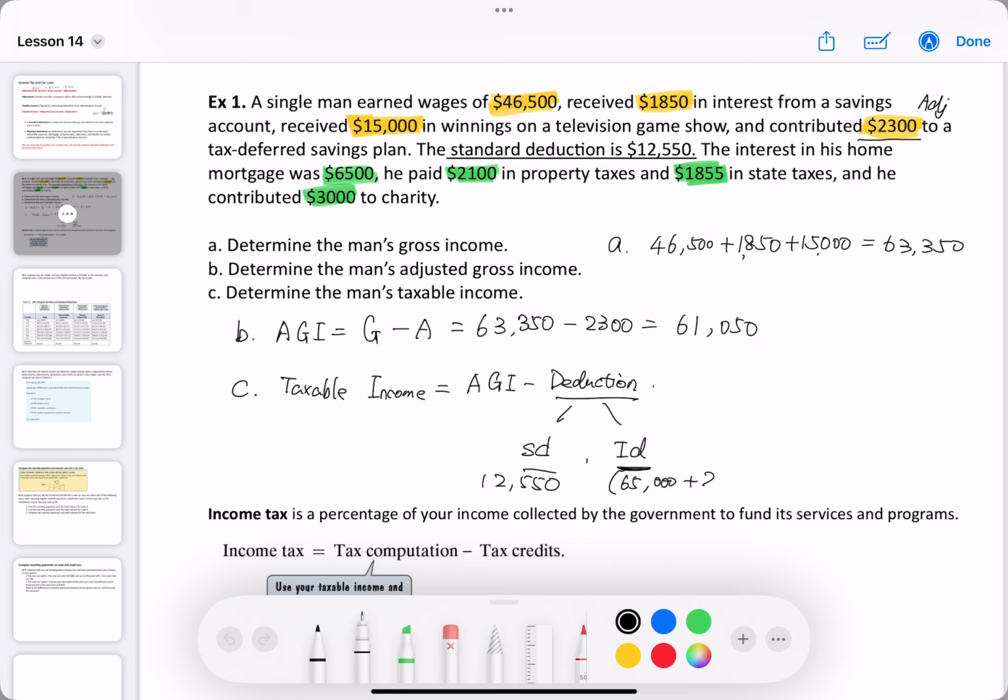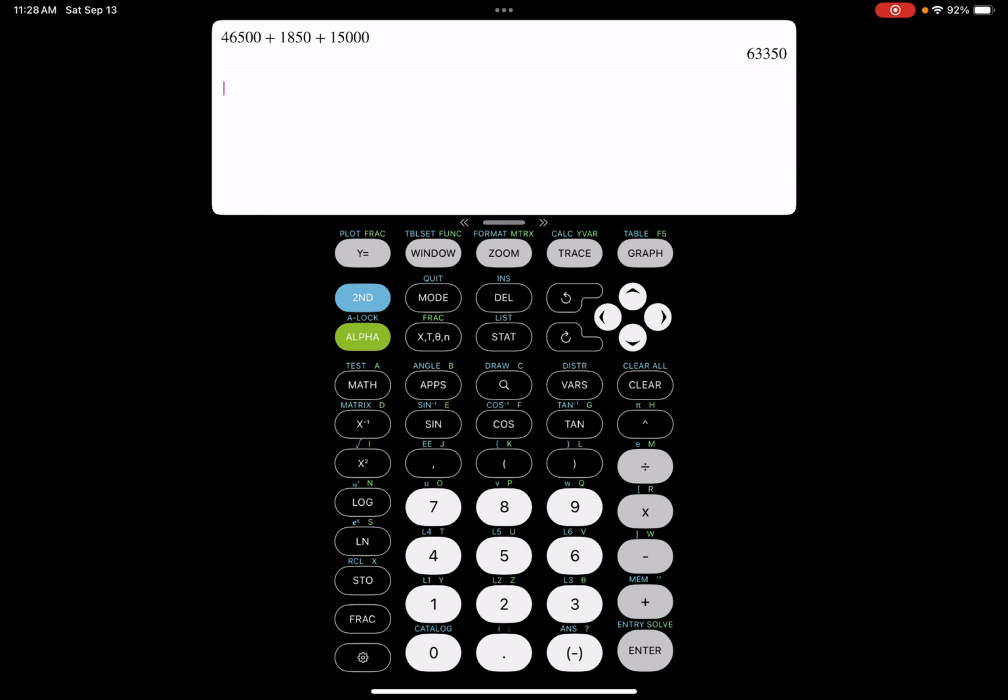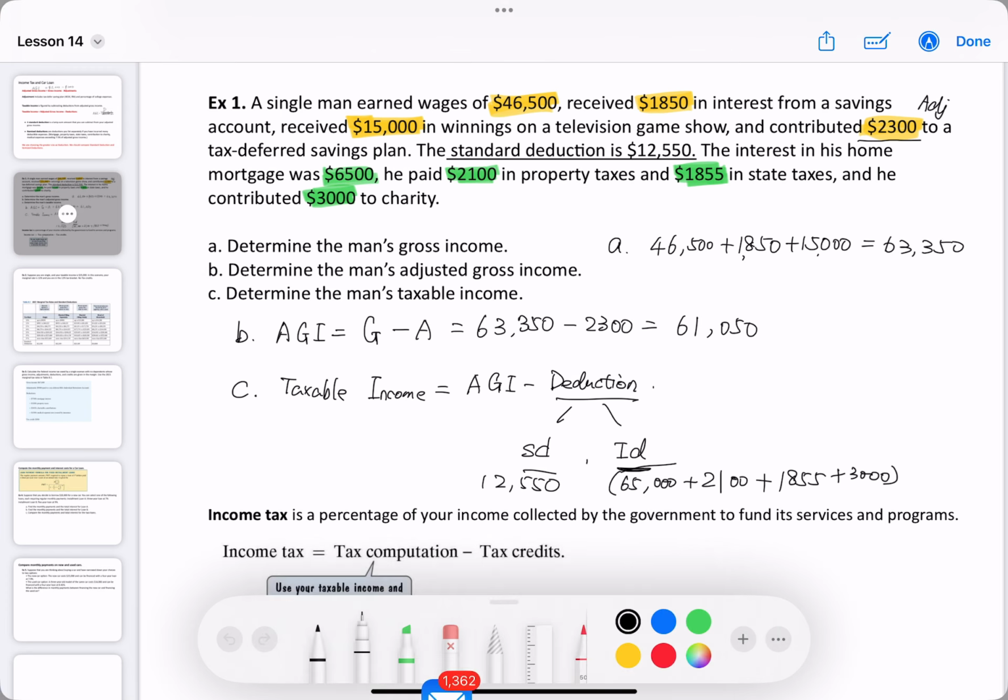6,500 plus 2,100 plus 1,855. Oh, sorry. I also need to add the 3,000. I forgot. So if I'm using my calculator, I'm adding 6,500 plus 2,100 plus 1,855 plus 3,000. Together is 13,455. So this amount of money, which is my itemized deduction, is 13,455.